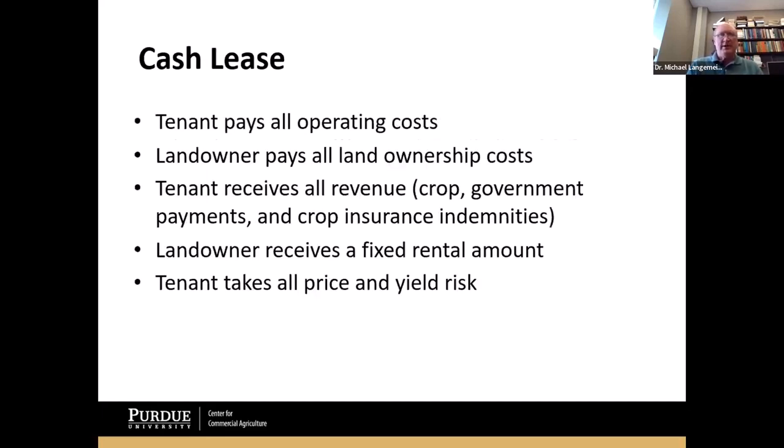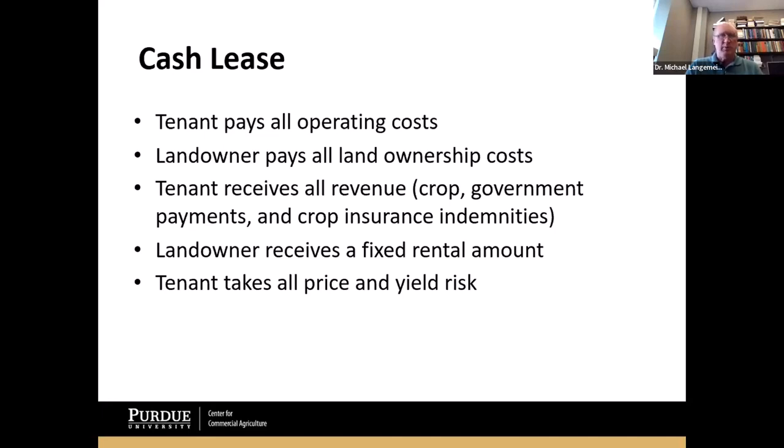The cash lease. A lot of landowners really like this because they know exactly what they're going to get. We have a lot of 1-year leases, and so they know exactly what they're going to get for 1 year. That doesn't mean that's going to be the same 2, 3, 4 years out, but at least for that year, they know what they're going to get in terms of cash rent. And that's very attractive, particularly for landowners that are retired, which a lot of landowners are, and they like the fact that they know what that revenue is going to be. In this case, the tenant pays all operating costs. The landowner pays all land ownership costs, which are primarily real estate taxes.